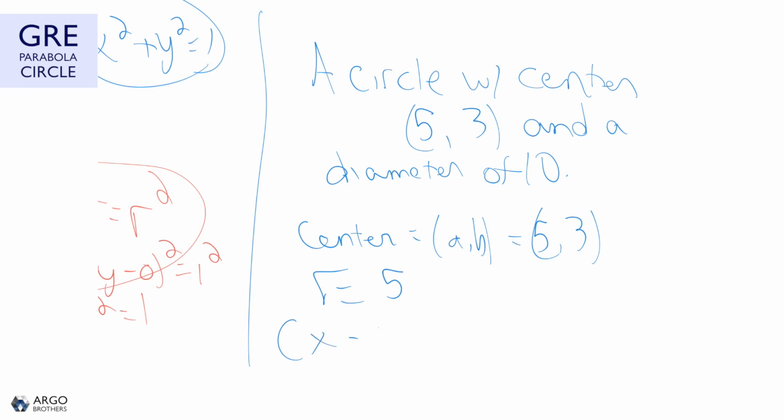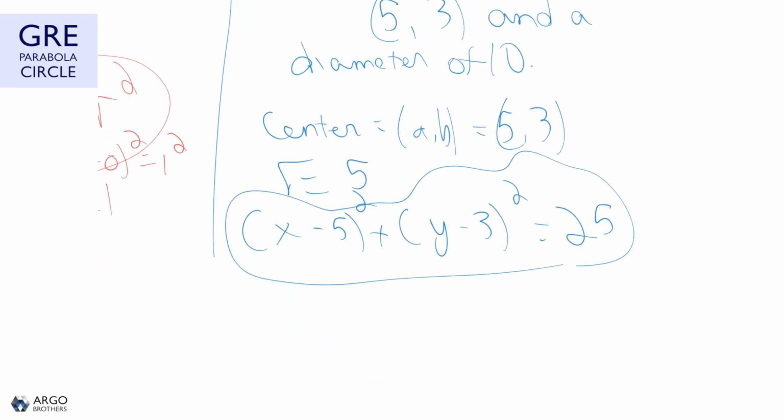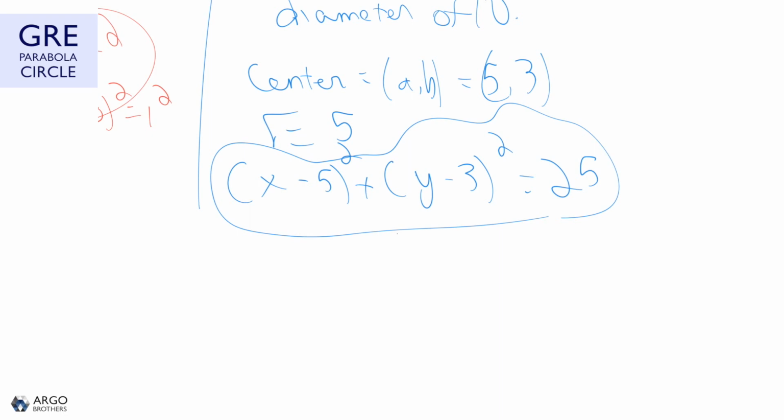So we have (x minus 5) squared plus (y minus 3) squared, both squared, don't forget that, equals r squared, or 25. And that is the equation. And then if we were to graph it, we would see the center is at (5, 3). 1, 2, 3, 4, 5. 1, 2, 3. Here's (5, 3). That's the center, and the radius is 5.